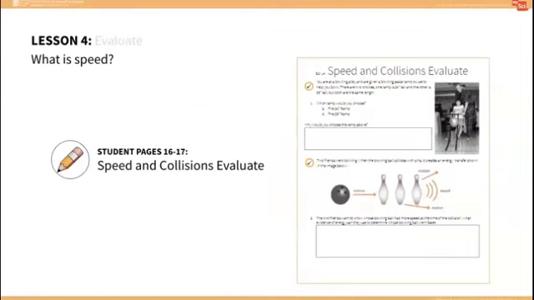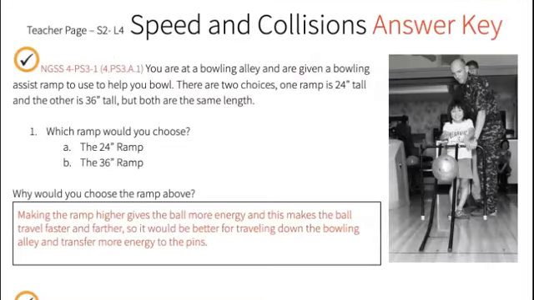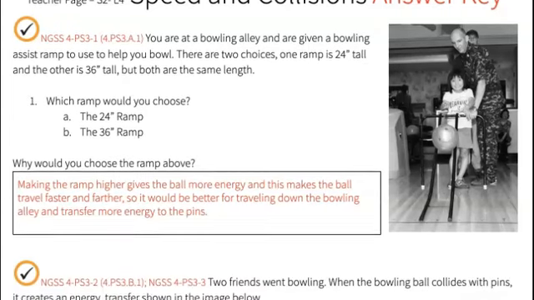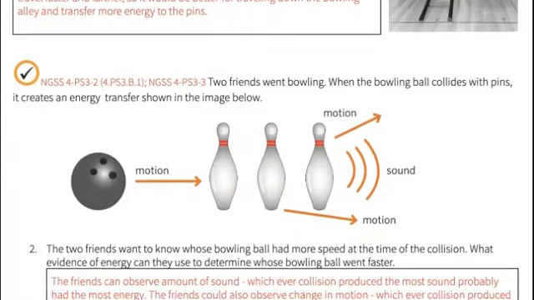In the evaluate portion of this lesson, tell students that now that they have learned about speed and energy, they will apply this knowledge to consider the best solution in a game of bowling. Have students complete the Speed and Collisions Evaluate. Guidance is found on teacher pages 20 through 21.